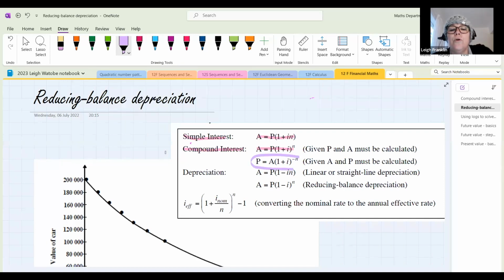This is another way that we can write the compound interest formula when we want to solve for P. Okay. Does anybody have any idea why the n would be negative? Does that make sense to anybody? Can anyone explain why that n is negative?